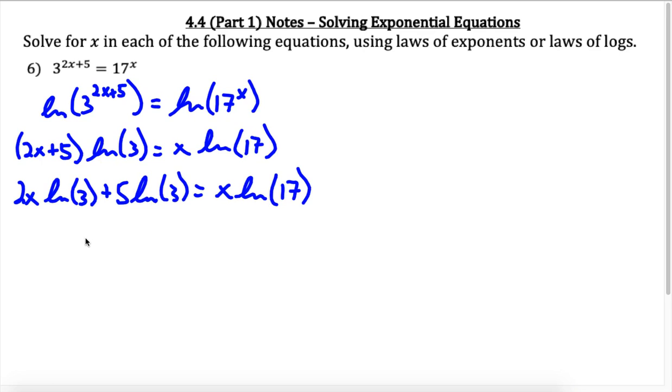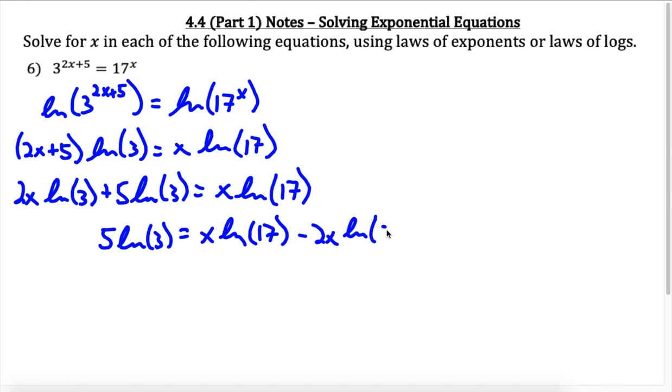Get the x's on one side, so I'm going to subtract this one over. So we'll have 5 natural log of 3 equals x natural log of 17 minus 2x natural log of 3. Factor an x out on the right side.